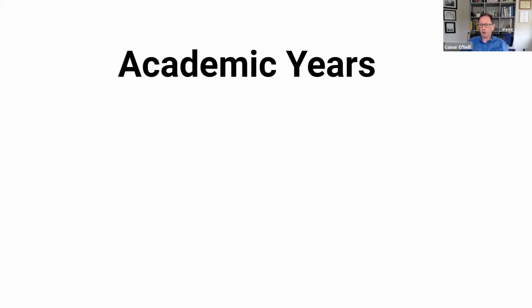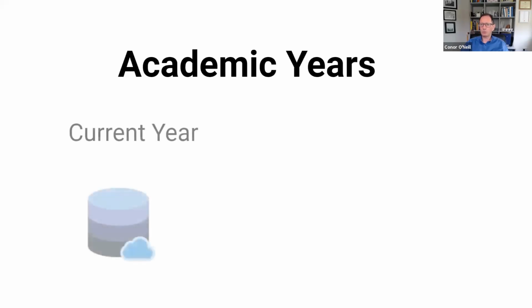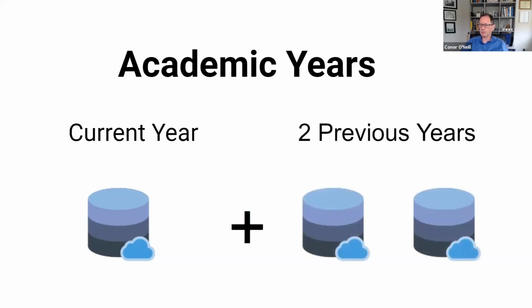So the very first thing I want to talk about is academic years. In Moodle, what we store in Moodle, we obviously have the current year. So this is modules for the current academic year. Plus we keep 2 previous years as well. So we're in 2021, you'll have 2019, you'll have 2018, something like that in Moodle. If you want something before that, you need to just come and talk to us. But basically that's the current breakdown as regards academic years.